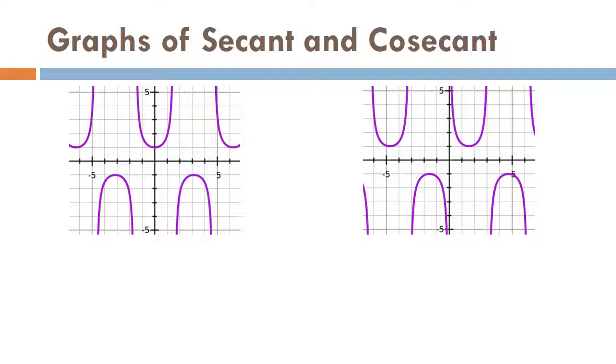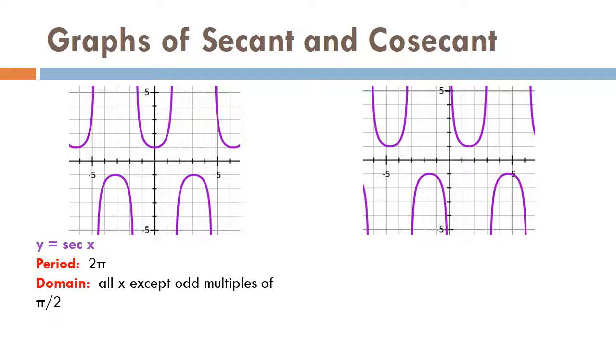Okay, so here are our graphs. This is y equals secant x. The period is 2 pi. It is one upper and one lower segment. The domain is all x except odd multiples of pi over 2.